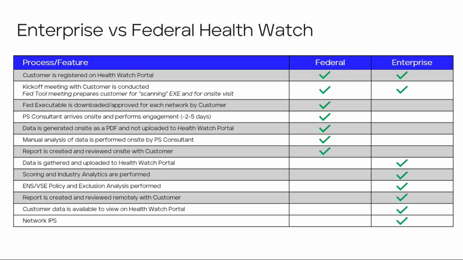And looking at this table, you can sort of see the differentiation of how both services operate. The enterprise version of Health Watch has more robust policy and exclusion analysis, of course, just due to the limitations of being on site. But like I said, we do have several options for those corporations and entities that require either purely on site or can allow data to be sent to our Health Watch portal.